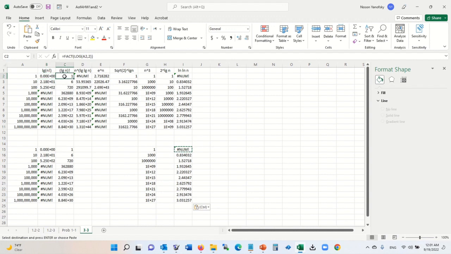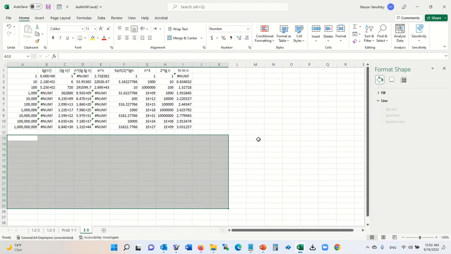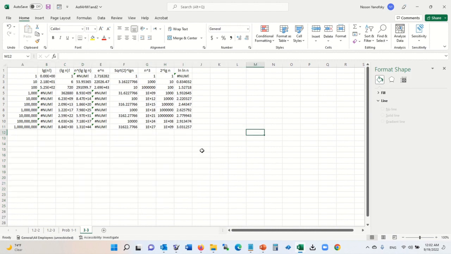So, not hard at all. Not an exponential. This is square root raised to the log. This is n to the third. 2 to the log. Not hard at all. Okay, now I want to erase these. Delete that. And now I want to look at the numbers and see which ones are faster and which ones are slower.